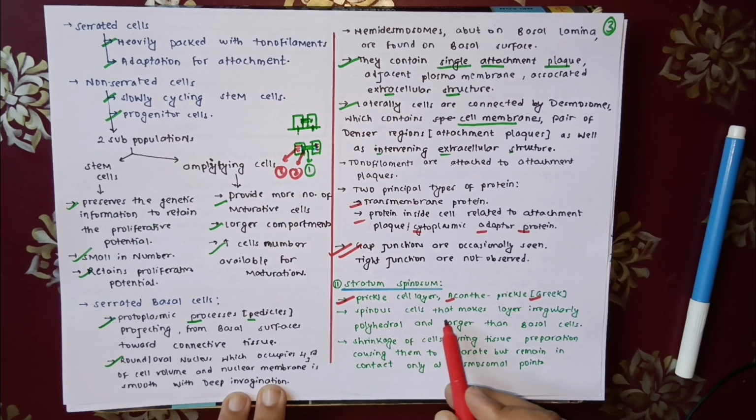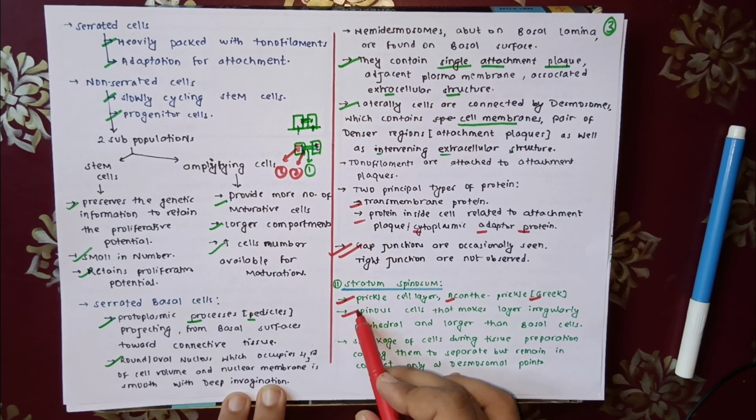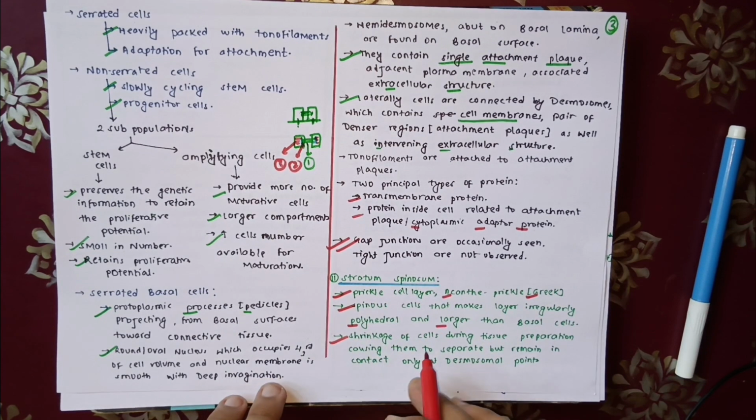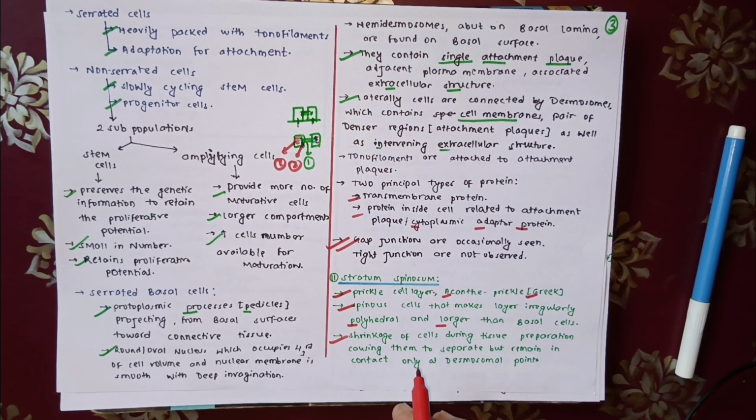The spinous cells make the layer irregularly polyhedral, and they are larger than the basal cells. Shrinkage of the cells during tissue preparation causes them to separate but remain in contact only at the desmosomal points. So this is a bit similar to the stellate reticulum.